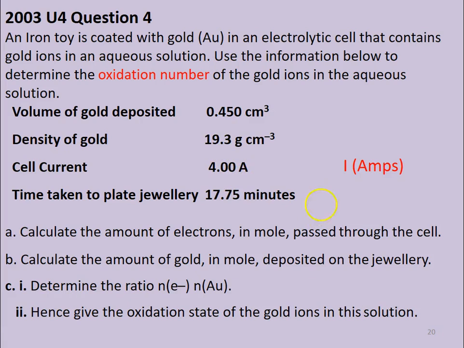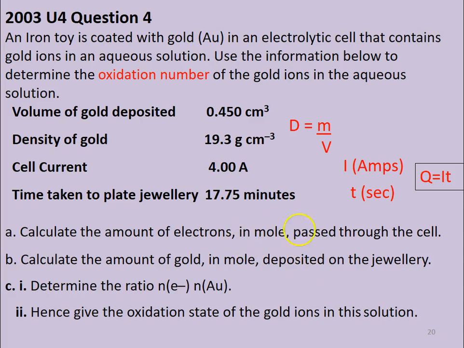So you've got 4 amps, which is I, current. If you write down the symbols, it'll help you work out what equation you need. You've got time in minutes, and you need to turn it into seconds. So therefore, you've got I and T. You could work out Q if you had to.